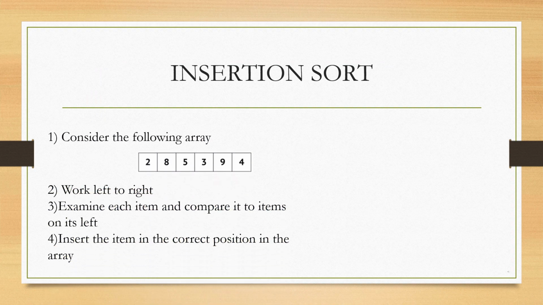Let us start with insertion sort. Let us assume the following array. We will work from left to right by examining each item and comparing it to the item on its left. We will then insert it in the correct position in the array. Part of our array will be sorted as we progress. It will be green in color.